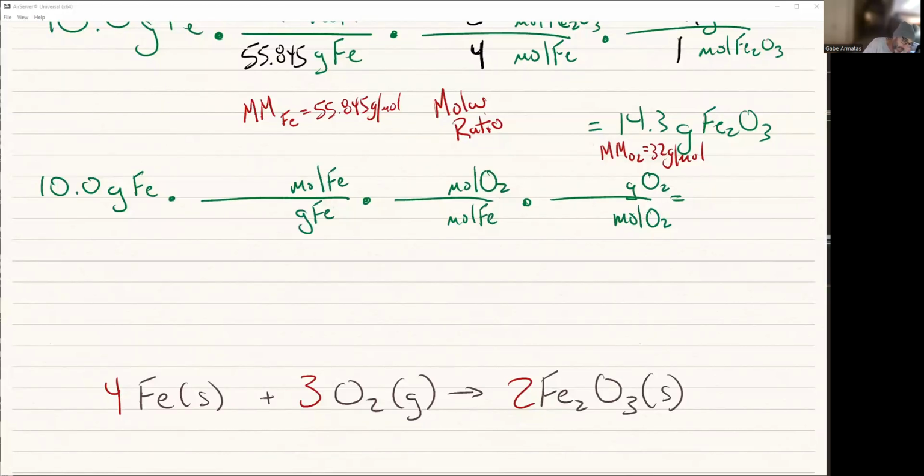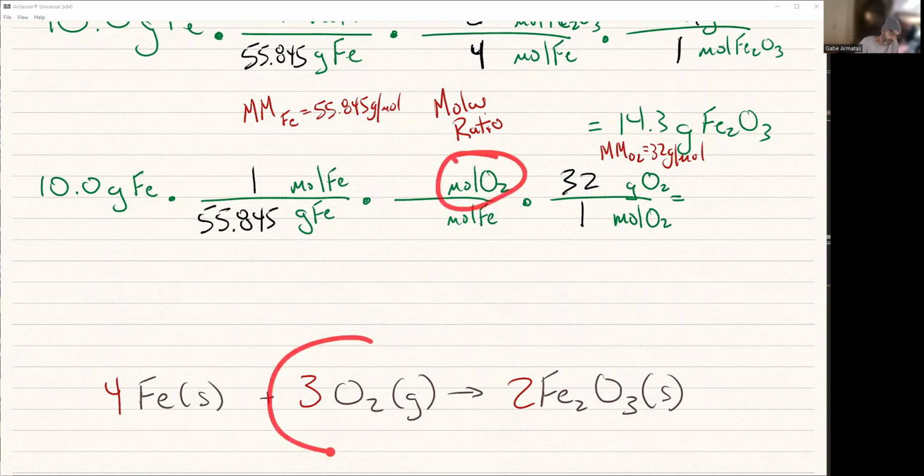Whenever we're dealing with molar masses, the moles are always 1. Never put a coefficient from a balanced chemical equation in front when we're dealing with a molar mass. 1 mole of Fe is equal to 55.845 grams. 1 mole of O2 is equal to 32 grams-ish. The last thing is the molar ratio. If I look below, moles of O2 has a 3 in front, fantastic. 3 moles of O2 for every 4 moles of iron. And there we go.